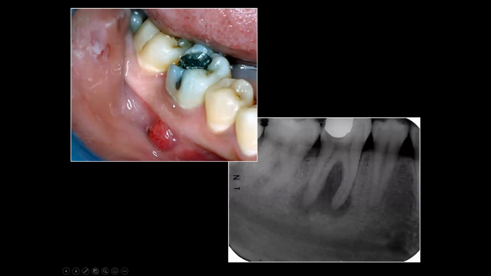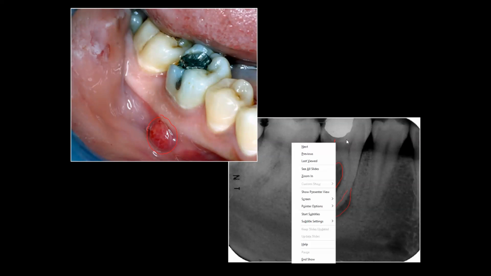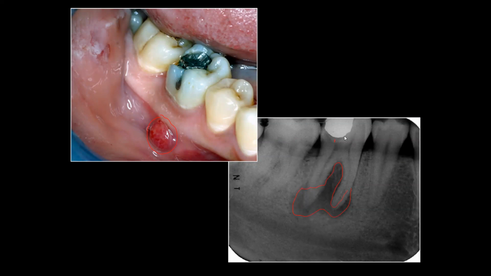This is a nice case because it's showing you clinical as well as radiographic. They see a swelling on the outside of the tissue. Look at that. Look how deep the filling is. Pulp horn. So it's sitting right there.